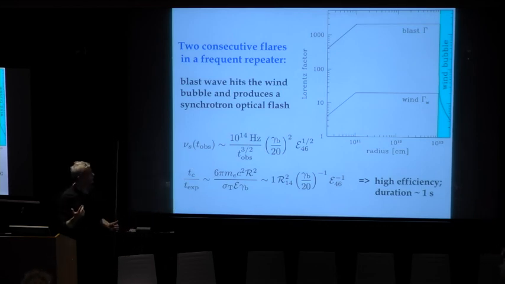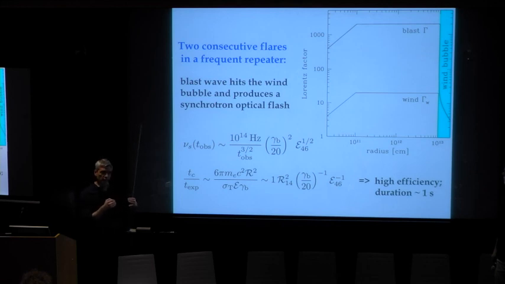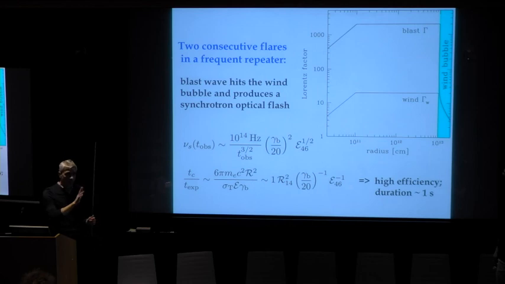In that way, you can estimate the efficiency of the synchrotron emission, and you can set the duration. And I think the prediction is that whenever you have a frequent enough repeater, so that two subsequent flares can collide with each other, then you generate an optical flash with luminosity comparable to supernova Ia, and the duration will be about 1 second. And it stops being an FRB at this point.